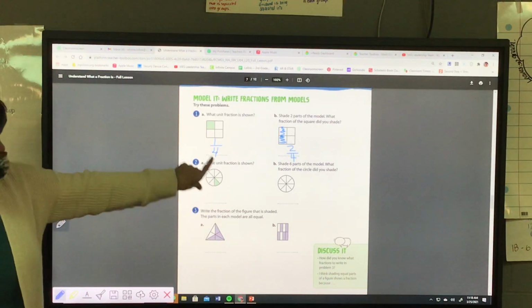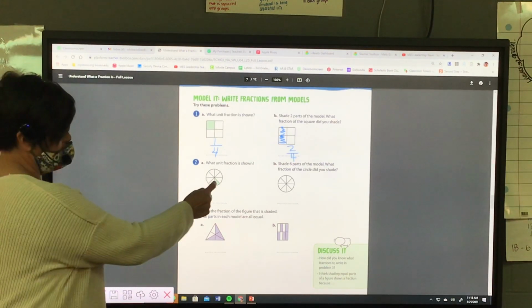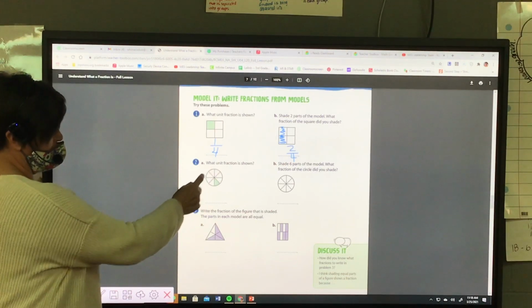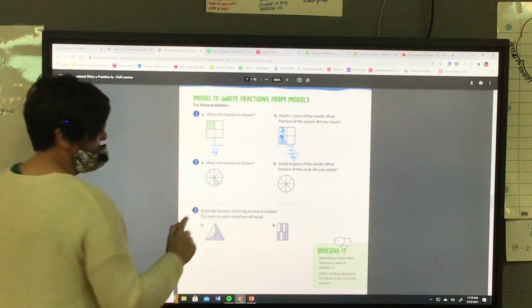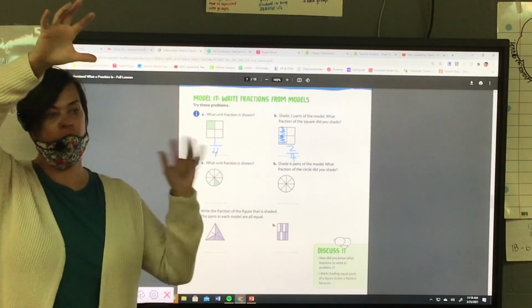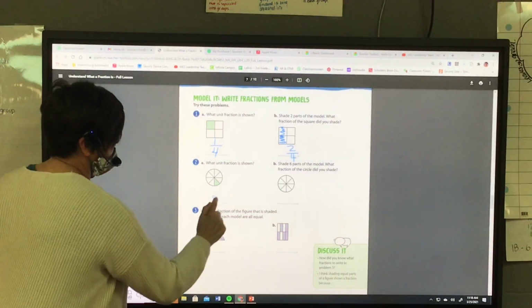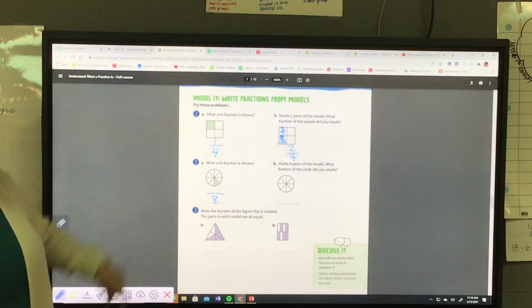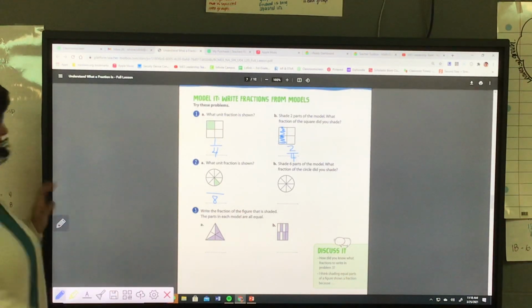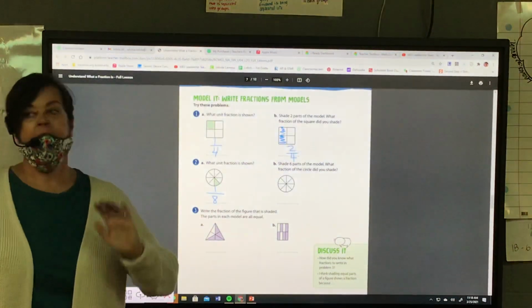How many parts are in this wheel here? 8. Let's see, 1, 2, 3, 4, 5, 6, 7, 8. Okay, I didn't trust you. I believe you now. So is that 8 our numerator or our denominator? Denominator. It's our denominator because that tells us how many parts are in the whole thing. Now, how many of those are shaded? 1. So what does this fraction read as? 1/8.